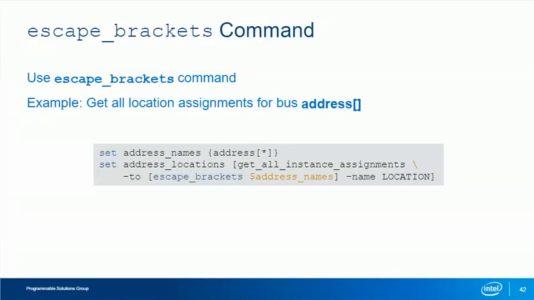Notice in the first line here, I'm not escaping the square bracket because the curly braces are used to group the string, which prevents command substitution. Then you could use the getAllInstanceAssignments command to get all location assignments applied to the bus address. Using the escape brackets command provides the correct level of escaping in this example.